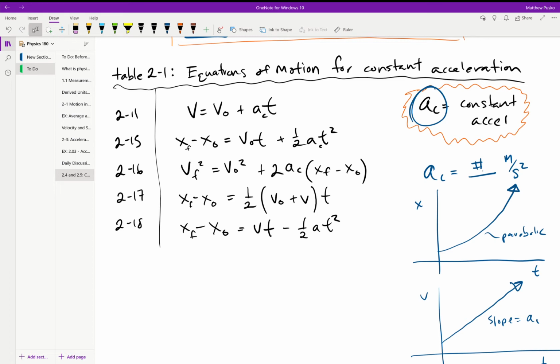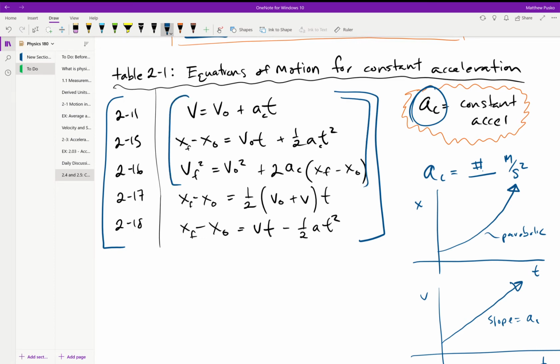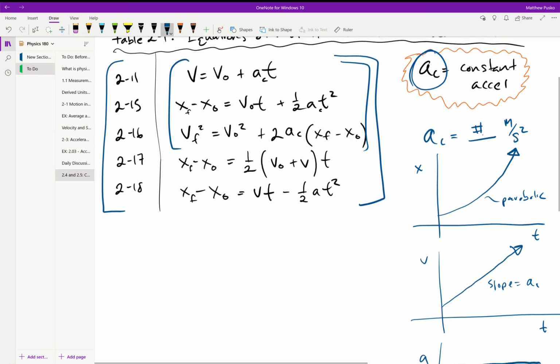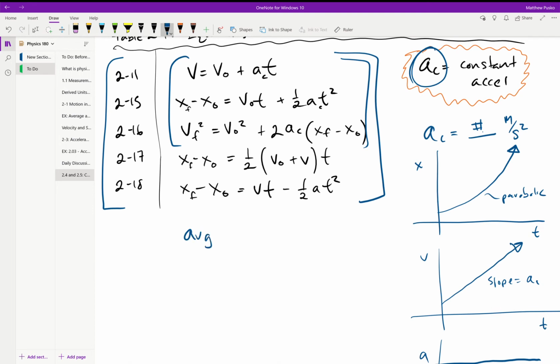But they define all of these definitions right here. And this is from table 2.1 in your book. And you've seen at least these ones before, those top three. You just might not know where they came from. They derived them using average acceleration and average velocity. I'll do one real quick. They say the average acceleration by definition, right? It's v final minus v naught over delta t. If it starts at t equal to 0, we can end up arranging this thing to look like v naught plus acceleration times time. There's one of our equations right there.